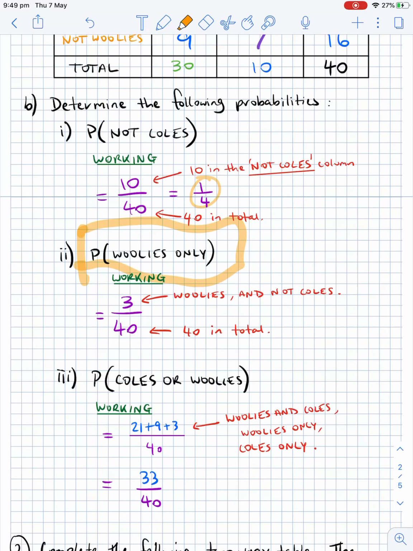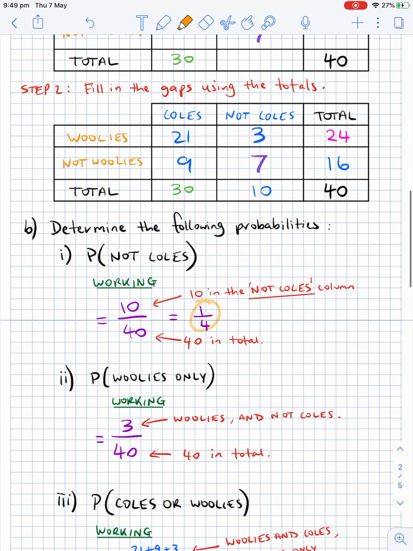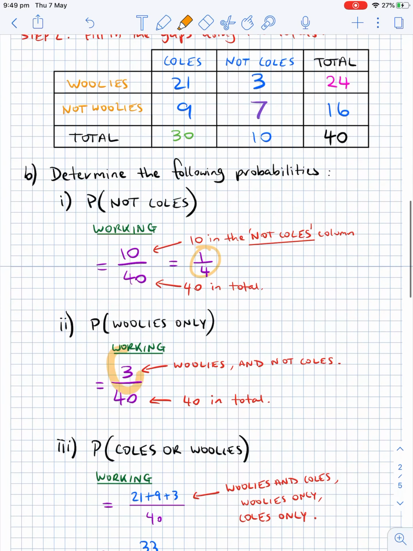Next up, what's the probability of Woolies only? Woolies only means that we want Woolies, but we don't want Coles. So these two things line up to give these 3 people, and that means that it's going to be those 3 people out of the total of 40 people. So that is the probability for Woolies only.